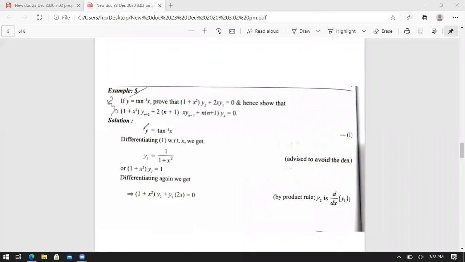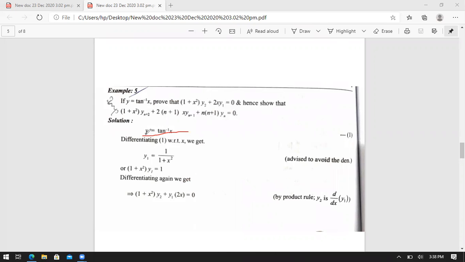See here, your question is y is equal to tan inverse of x. Y is equal to tan inverse of x. See here, what does proof mean? Prove this one, and after that, show this one.